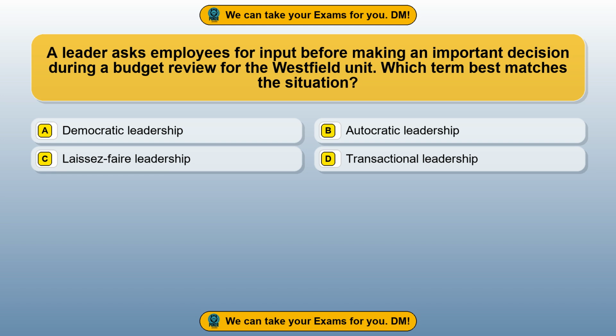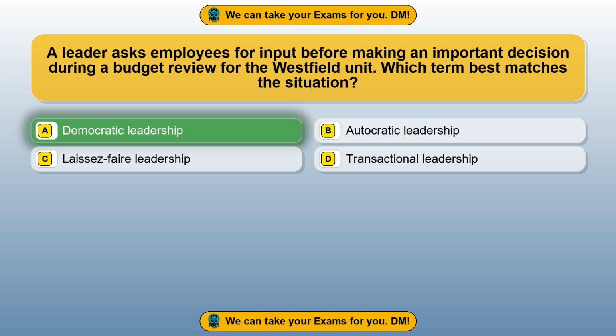Question 69. A leader asks employees for input before making an important decision during a budget review for the Westfield unit. Which term best matches the situation? Option A, democratic leadership. Option B, autocratic leadership. Option C, laissez-faire leadership. Option D, transactional leadership. The correct answer is option A, democratic leadership.